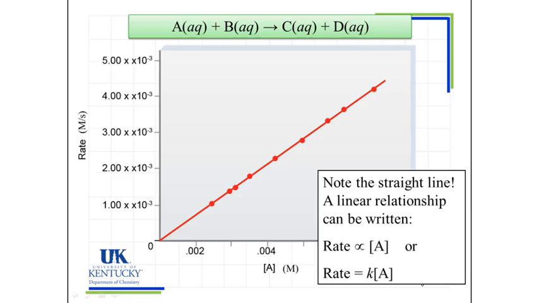Or we could replace that proportionality symbol with an equal sign and put the constant in there, K, so rate is equal to K times the concentration of A. It's technically raised to the first power there, but when it's raised to the first power we don't write it down.